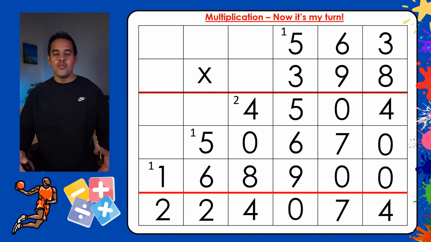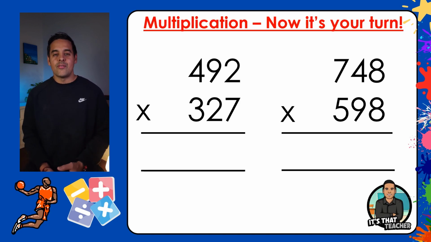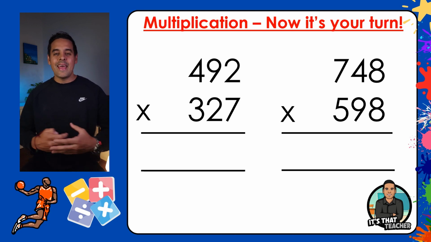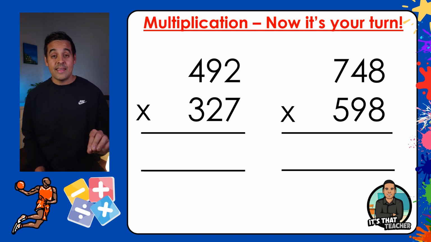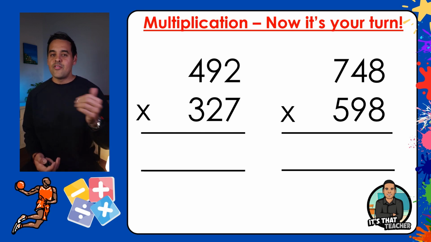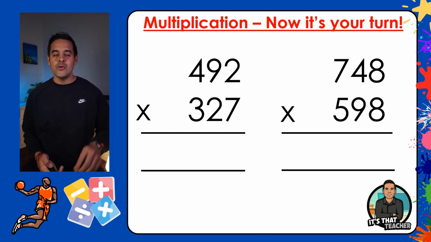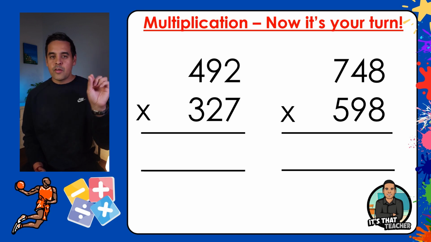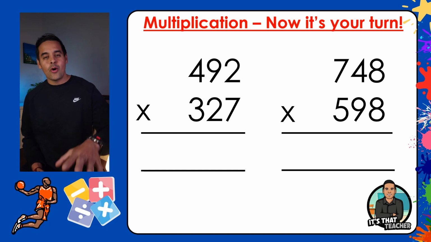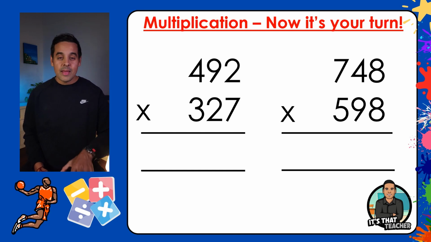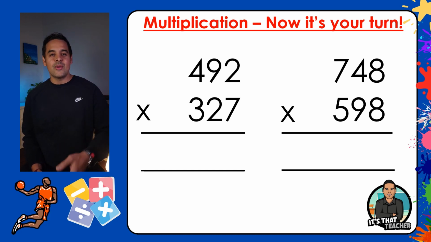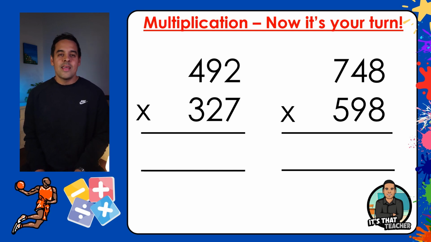Now, what I want you to do is practice yourself. So I've written you some questions here. My answer slide is just going to have the answers, but I want you to work it out exactly how I did. If you're not sure, rewind, do what you got to do, and follow how I did it in my examples before, and on your piece of paper, you do the same things, and hopefully you get the answers. So these are the questions for you: 492 times 327, and 748 times 598.